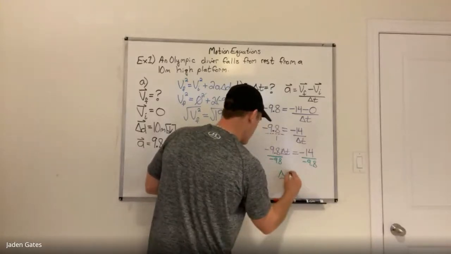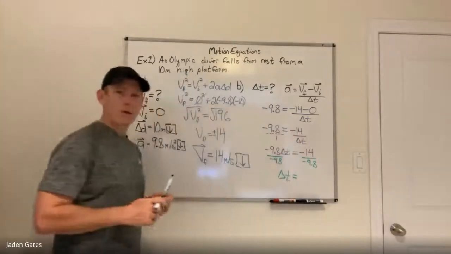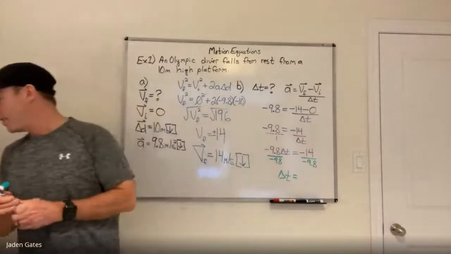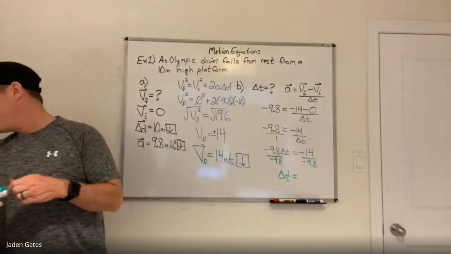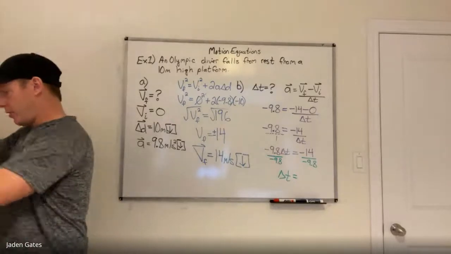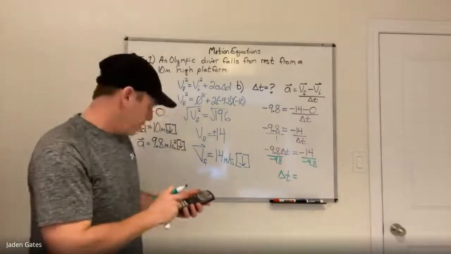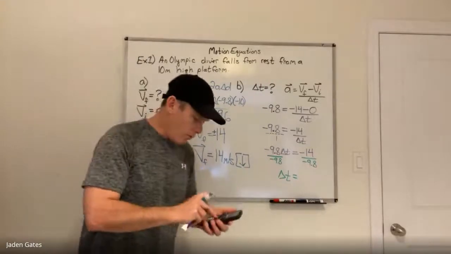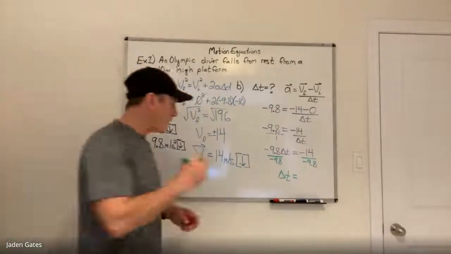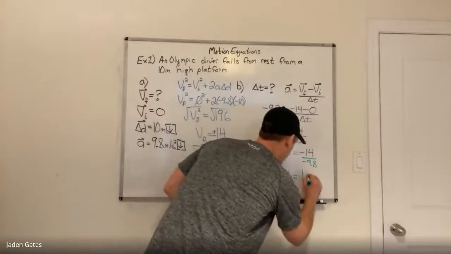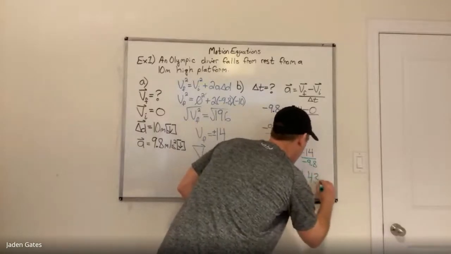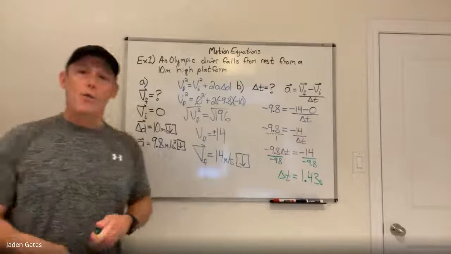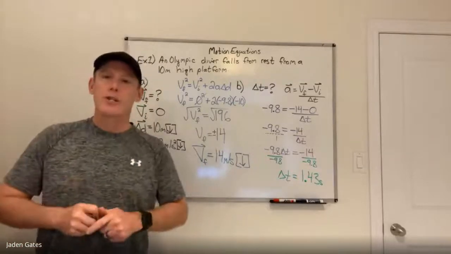And let's see here, delta t is going to be negative 14 divided by negative 9.8, which is, let me get my trusty calculator out. And I get 1.43. And there we go.